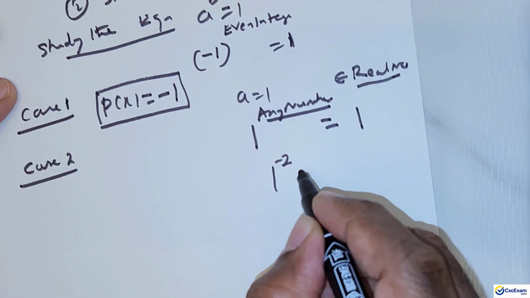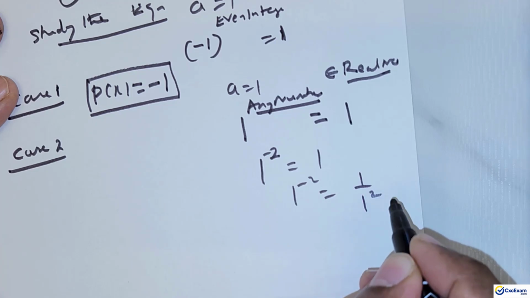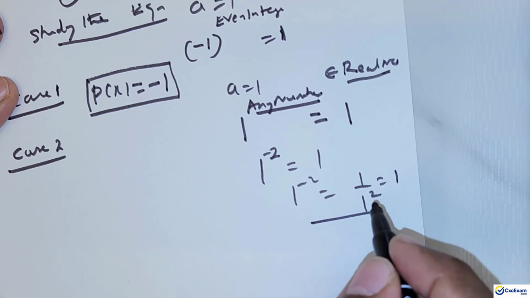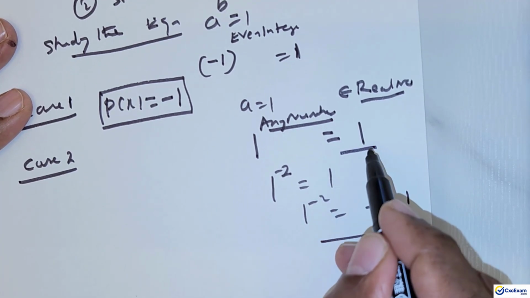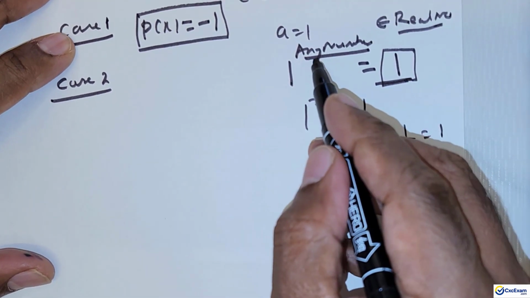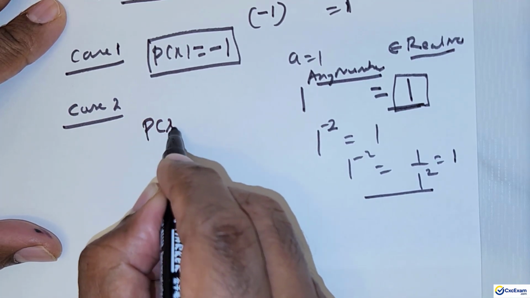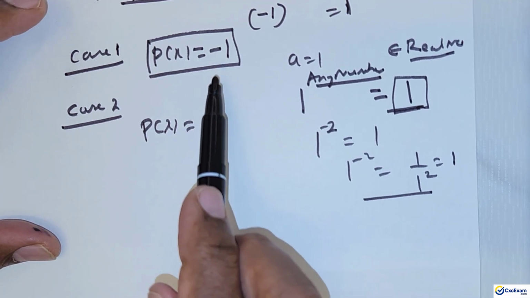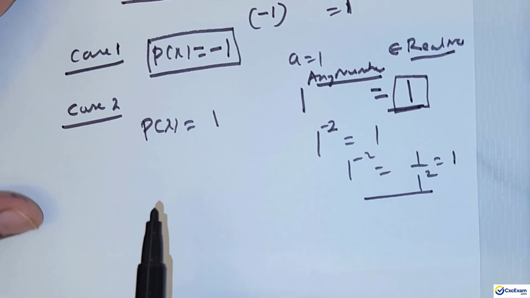Say 1 raised to the power of -2 will also be equal to 1. Why? Because 1 raised to the power of -2 is nothing but 1 over 1 raised to the power of 2, is it not? And that is nothing but 1. So by this law, we can always arrive at the value of 1, no matter what number is placed over here. So having given that information, the next situation or case that we will have to look into is p of x equal to 1. Okay, so we have exhausted -1 and we have exhausted 1. So these are the two possible cases for the base.